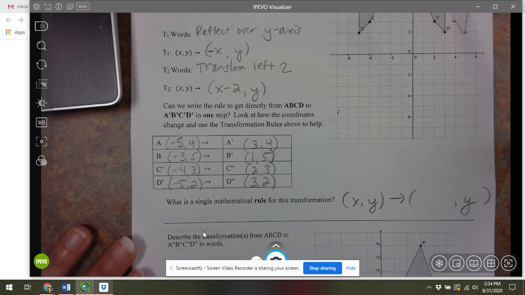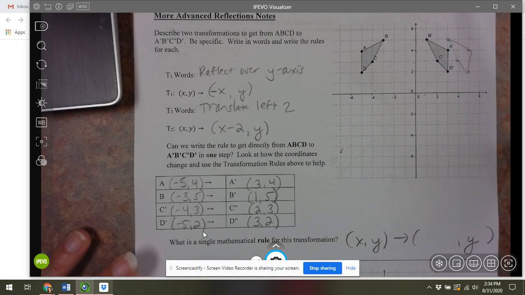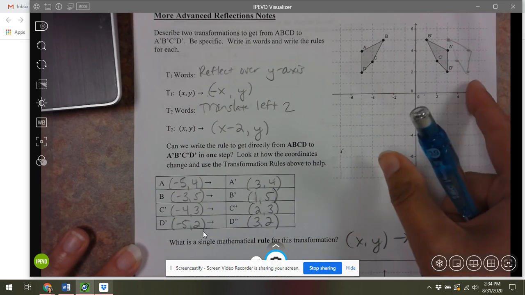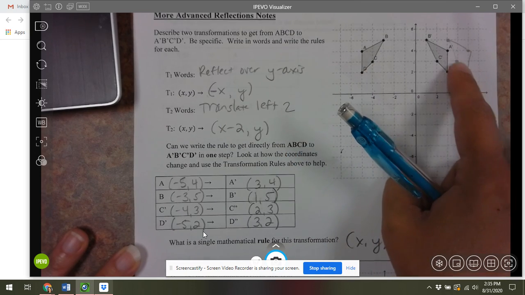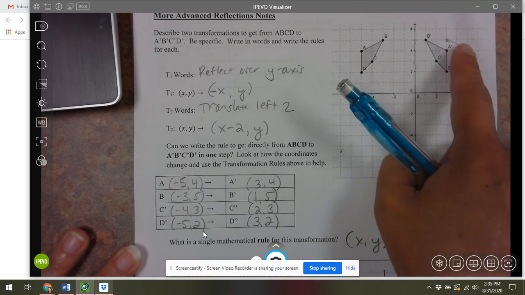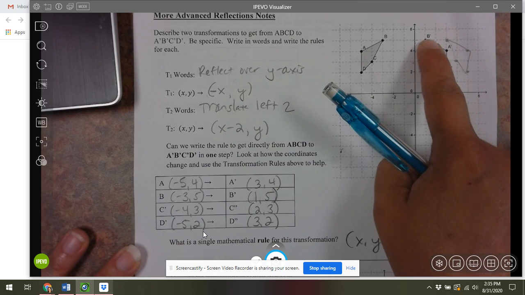Sorry about that. The x's are the ones that changed. How did the x numbers change? If you look at this, they flipped and they slid. C flipped and slid. B flipped and then slid 2 left.